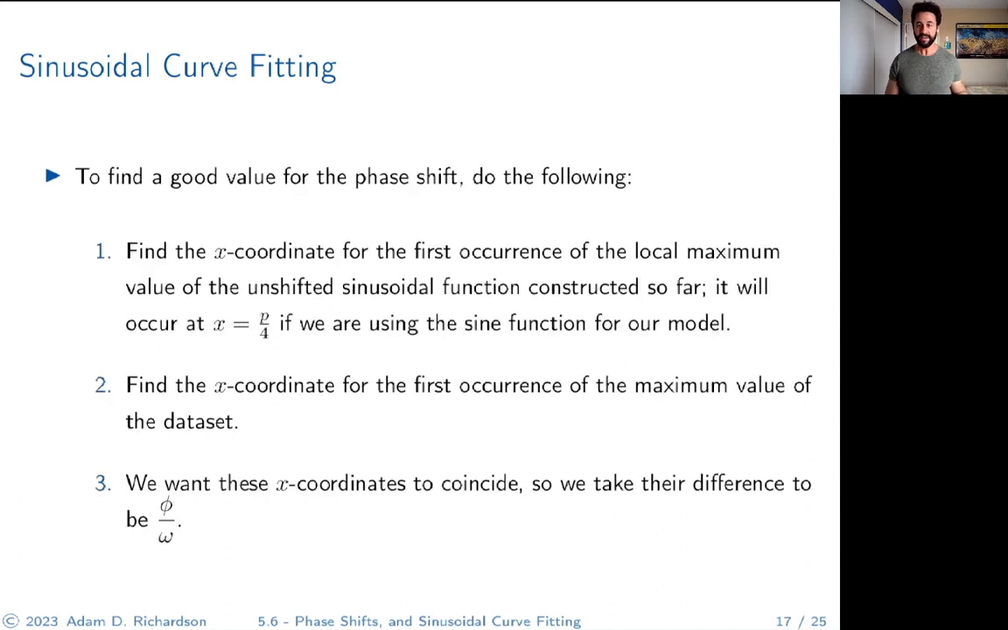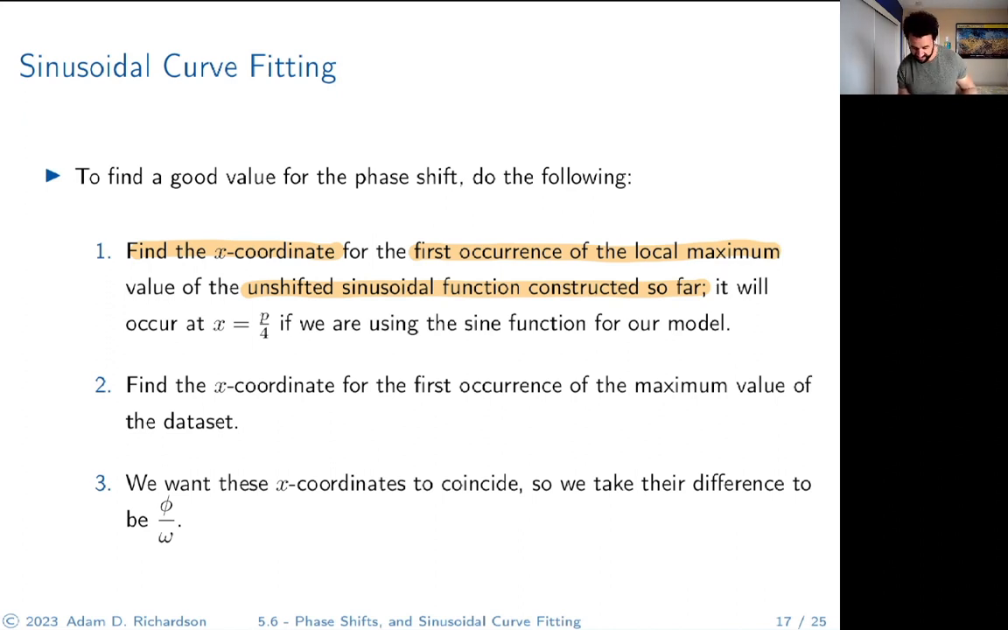Okay, lastly, if we want to find a good value for the phase shift, that's a little bit more complicated, but here are the steps. It's not so bad once you make sense of it. But you first find the x coordinate for the first occurrence of the local maximum of the unshifted function so far. So that's the first thing you want to do, right? Makes sense on the first reading, right? No, I'm just kidding. So what we want to do is find the x coordinate for where the first local maximum occurs for our model, for our function that we're constructing.